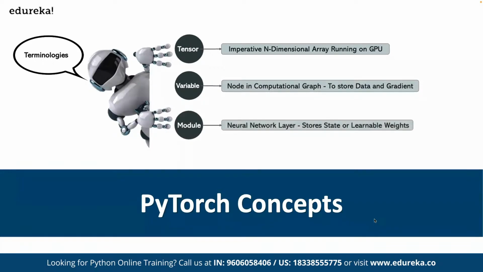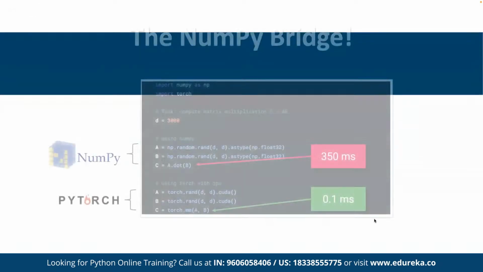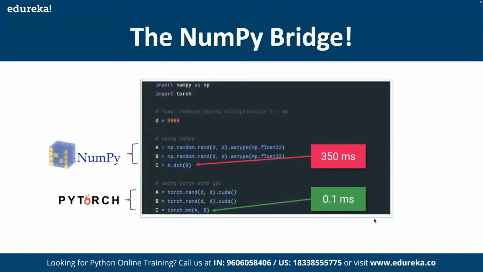And there's a module which will help us to store the state and the learnable weights, which is composed of various variables. And while working with PyTorch, this just describes how we can actually work with PyTorch and NumPy. See, if I perform the dot product between the two arrays, in this scenario NumPy is going to take 350 milliseconds and PyTorch is taking 0.1 milliseconds.